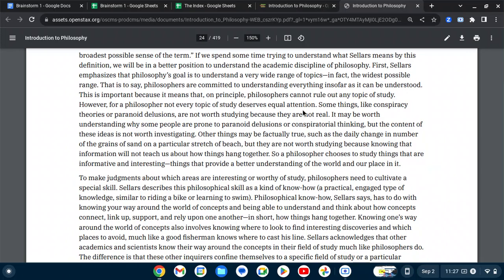However, for a philosopher, not every topic of study deserves equal attention. Some things, like conspiracy theories or paranoid delusions, are not worth studying because they are not real. Well, according to whom? It may be worth understanding why some people are prone to paranoid delusions or conspiratorial thinking, but the content of these ideas is not worth investigating. Other things may be factually true, such as the daily change in number of grains of sand on a particular stretch of beach, but they are not worth studying because knowing that information will not teach us about how things hang together. So a philosopher chooses to study things that are informative and interesting, things that provide a better understanding of the world and our place in it.